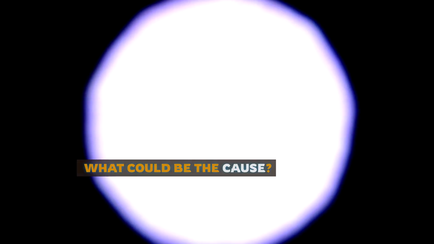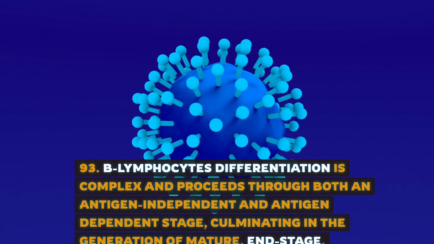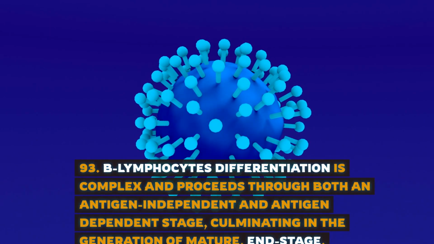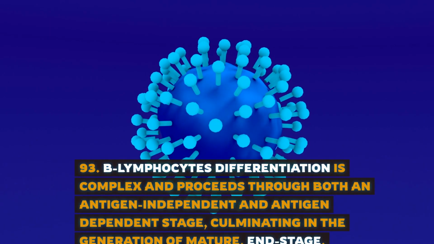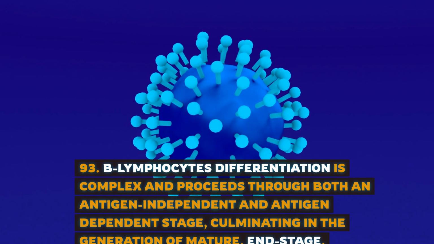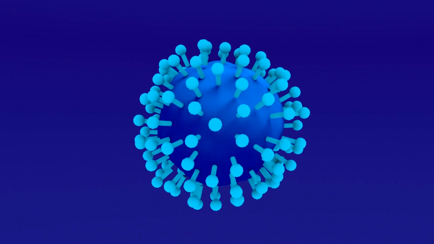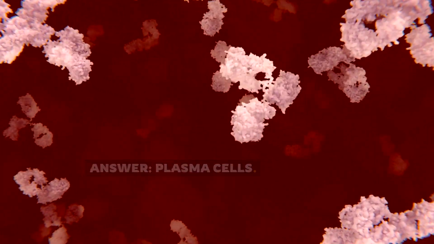92. While performing a microscopic evaluation on a peripheral blood smear, you notice the color is excessively pink. What could be the cause? Answer: prolonged washing. 93. B lymphocyte differentiation is complex and proceeds through both an antigen-independent and antigen-dependent stage, culminating in the generation of mature, end-stage, non-motile cells called, answer: plasma cells.